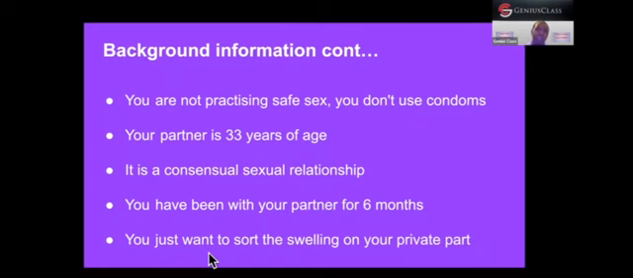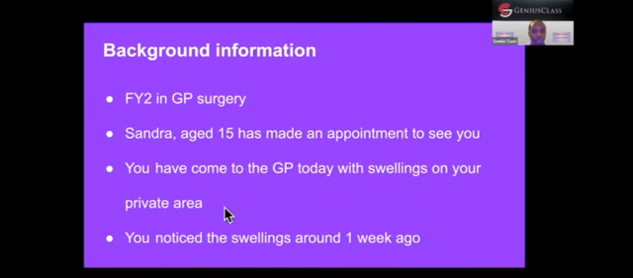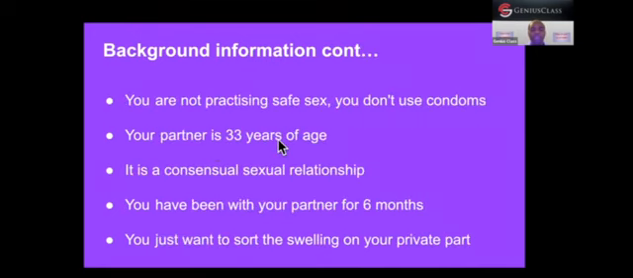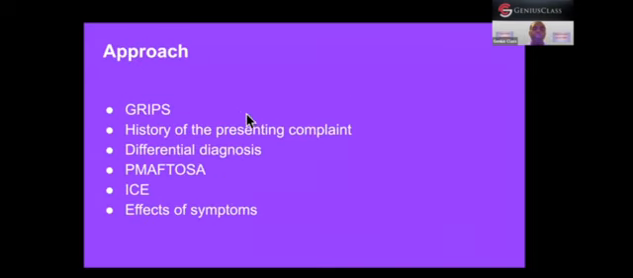So when you look at this particular task, there are two things. There are the genital warts, which is an STI to treat. And the second one is the partner being 33 years of age, which means this is an abusive or illegal relationship. These are the two things we need to address in this task. So let's look at an approach.